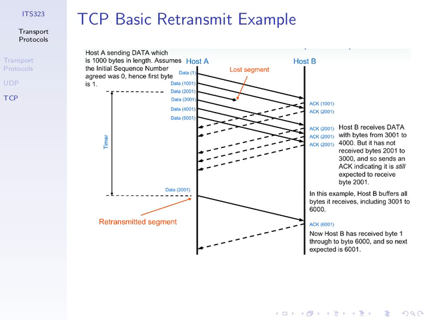Our initial sequence number was 0, chosen by A. Therefore, the first sequence number of the first segment will be 1. And if these are the 6 segments being transmitted, we have a data segment with sequence number 1. The next one will be 1,001, 2,001, 3,001, up to 5,001. So that would be our 6 segments transmitted by A.